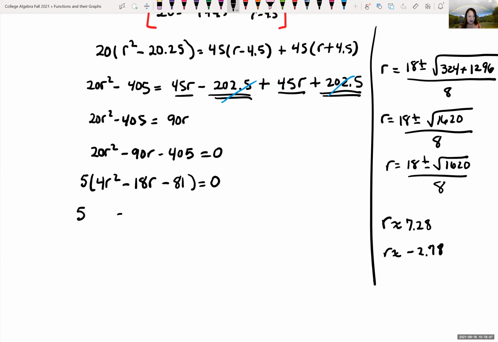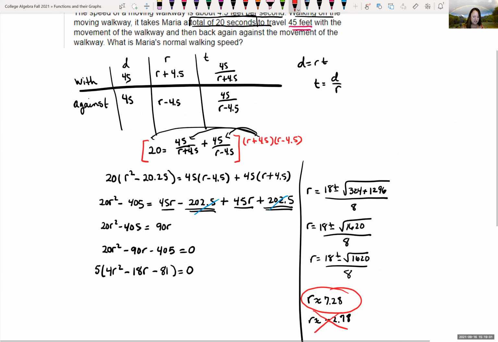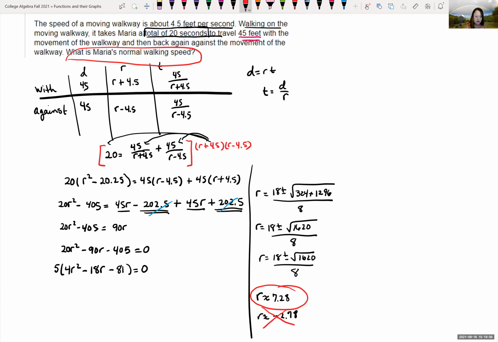But we're talking about distance or rate. And so it doesn't make sense to be traveling a negative speed. And so what is her normal walking speed? Well, this is in terms of feet per second. So 7.28 feet per second. Okay.